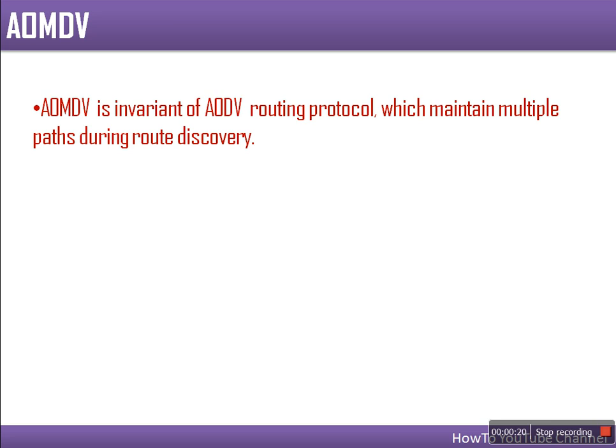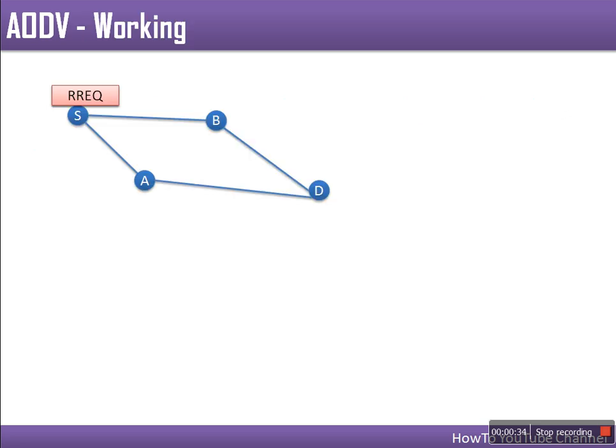So we already have the AODV routing protocol. AOMDV is a variant of the AODV routing protocol, and here it maintains multiple paths during route discovery. So we will see the main difference. How AODV works: whenever a node wants to send data to another node, it will start the route discovery phase, and this phase is started by broadcasting a route request packet.